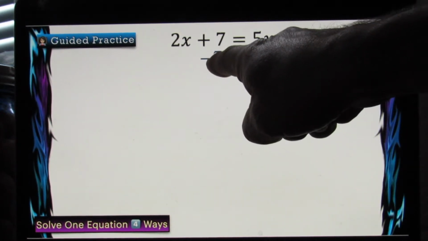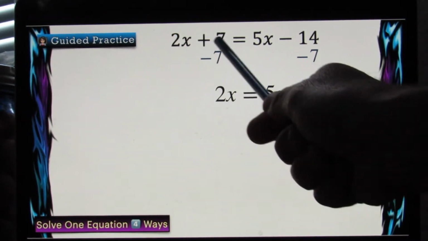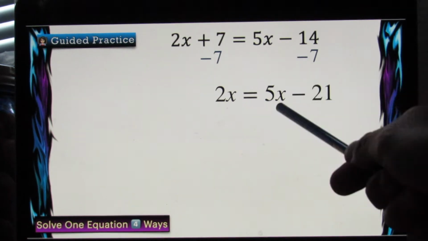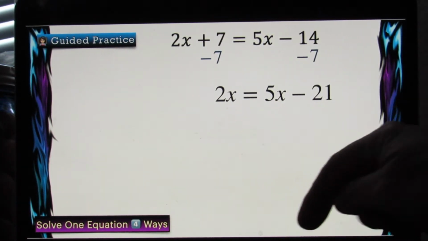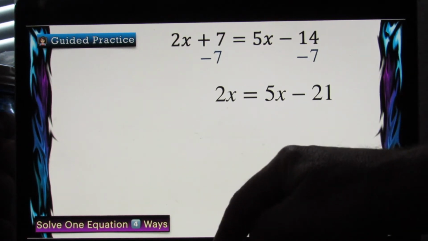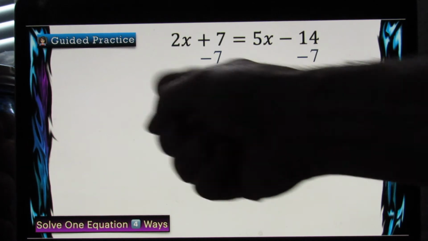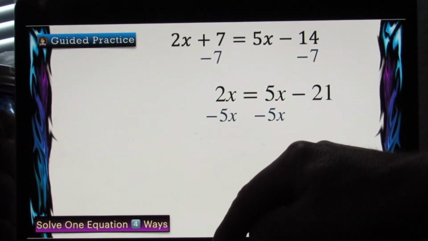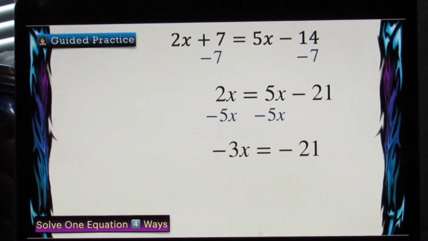So this kid subtracts 7 from both sides. The 2x is left. This 7 is gone from this side of the equal sign. Over here we have 5x and then negative 21, so our equation reads this. Now we take our next step and subtract 5x from both sides. Got to get that variable to the other side of the equation, leave the constant on the right in this case. And our new equation says negative 3x equals negative 21.